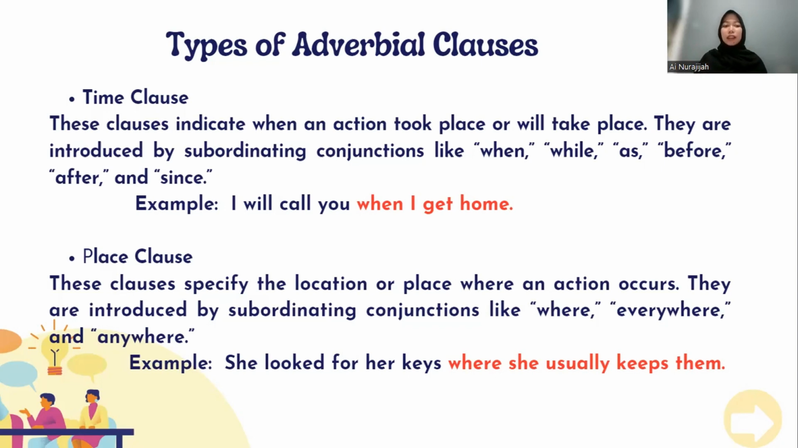And then there is a place clause. These clauses specify the location or place where an action occurs. They are introduced by subordinating conjunctions like where, everywhere, and anywhere. For example, she looked for the keys where she usually keeps them. Also, in the sentence, the adverbial clause is at the end of the sentence, which is where she usually keeps them, telling the verb look for.